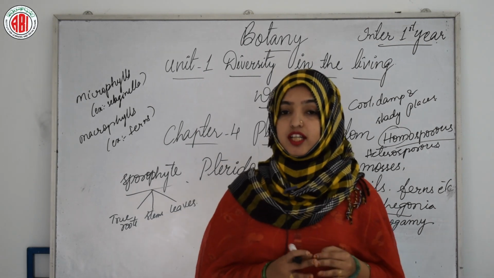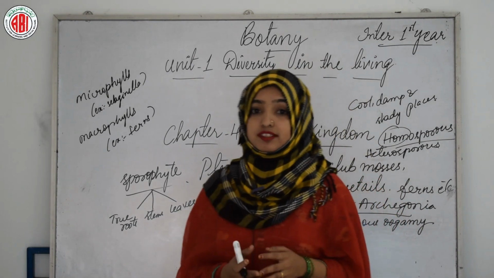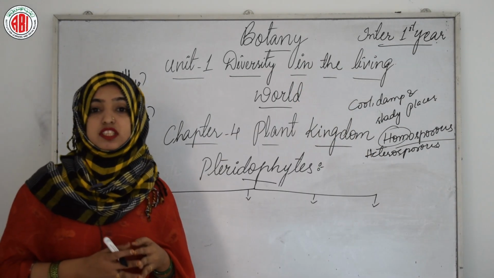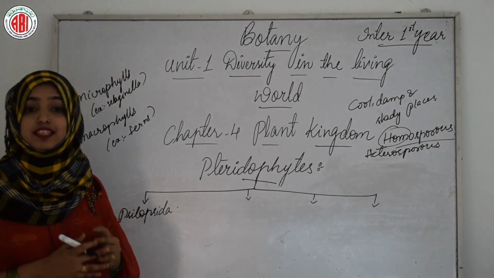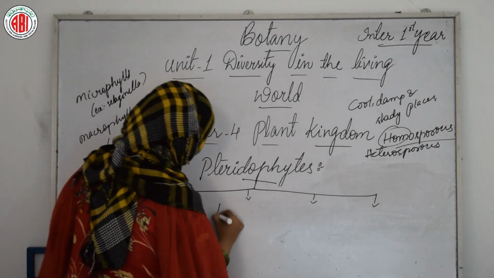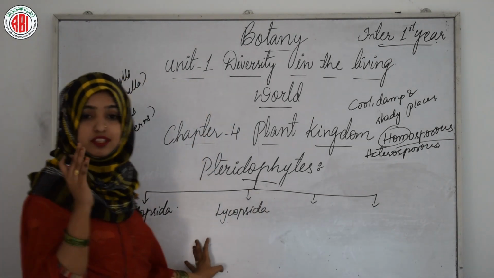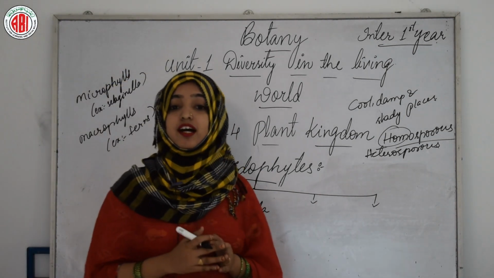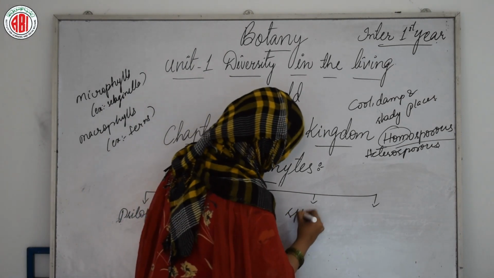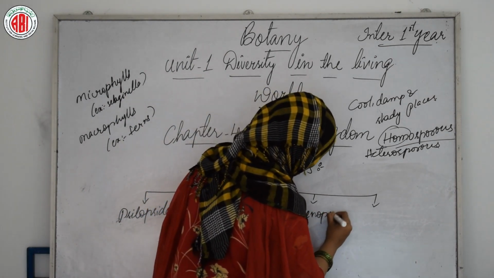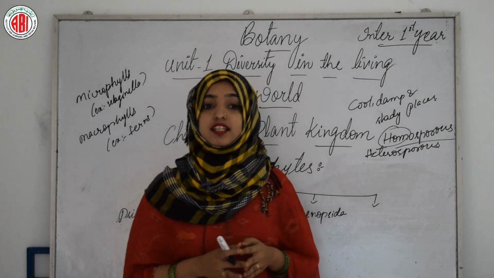And one more thing that we need to remember about the pteridophytes is they are further classified into 4 subclasses. Namely, the first one is Psilopsida, and the second one is Lycopsida. Coming to the third subclass of the Pteridophyta, it is none other than the Sphenopsida, and the last one is Pteropsida.